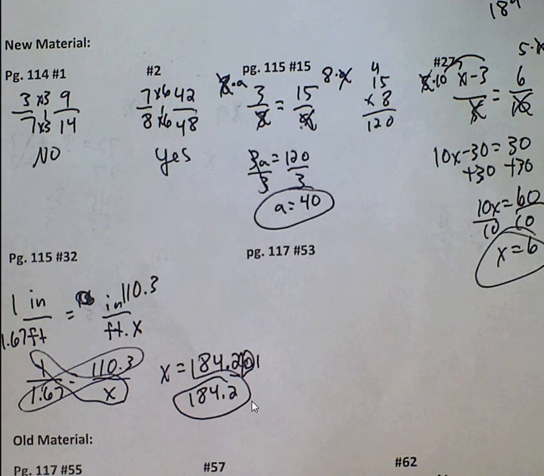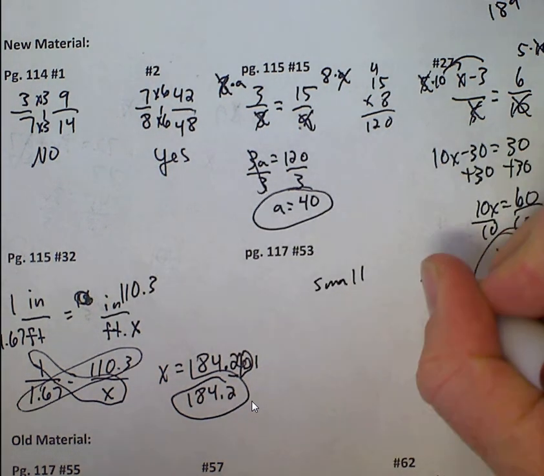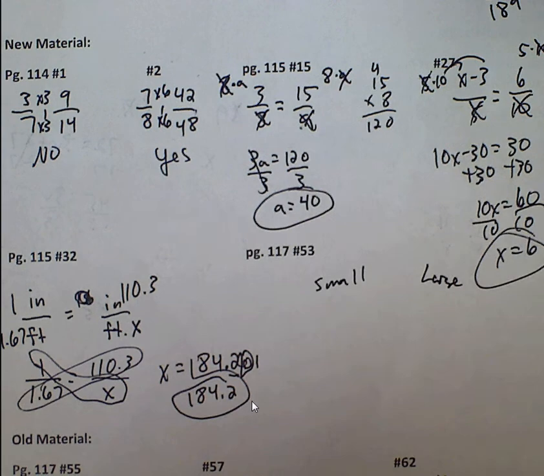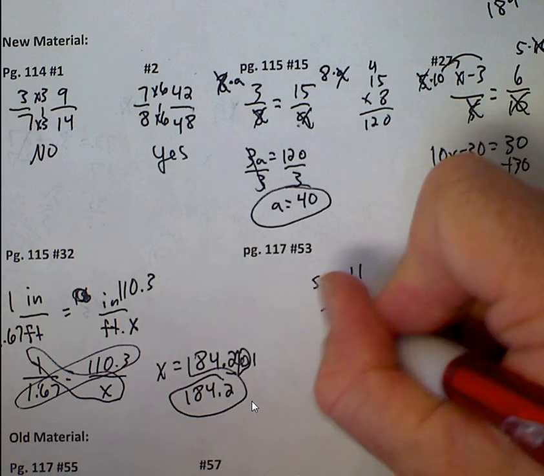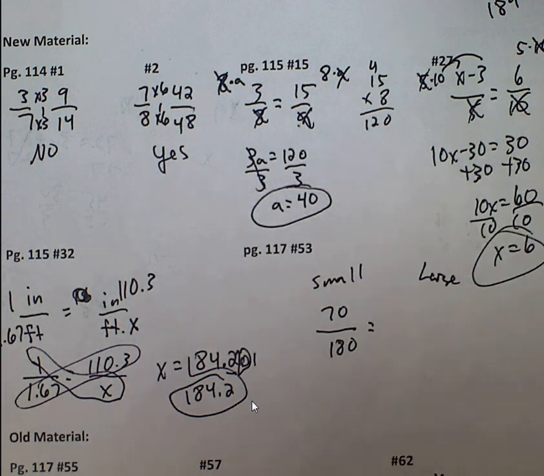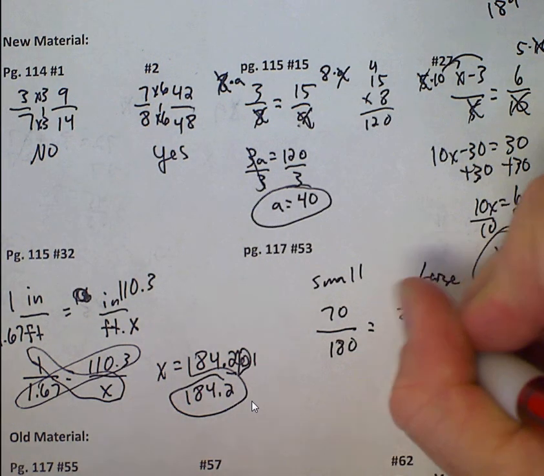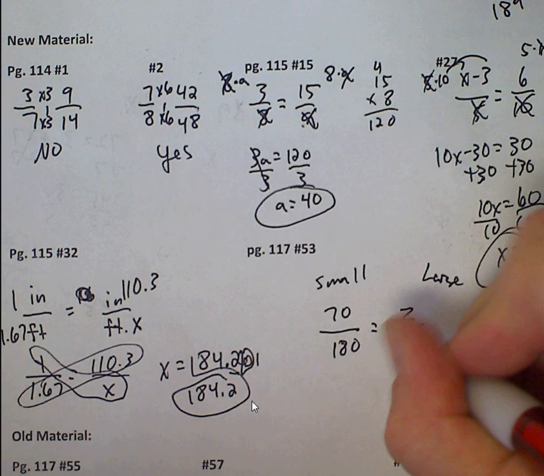Number 53, I give you 2 triangles. I give you a small triangle, and then I give you a large triangle. So on the small triangle, I have 70. One side is 70, the other side is 180. The 70 matches with the z, and the 180 matches with 360.